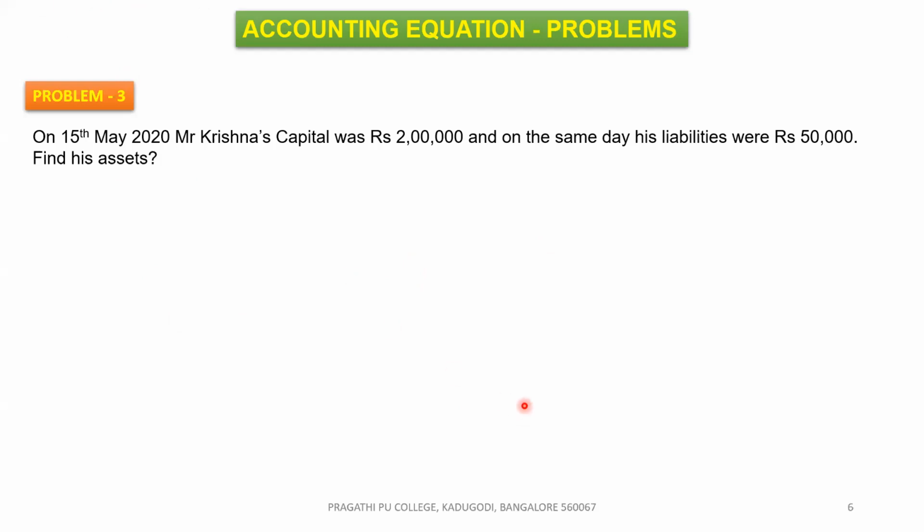Shashank, how much did Shashank get? Sharad, how much did you get? 2,50,000. Yes, sir. Okay, let us see now.